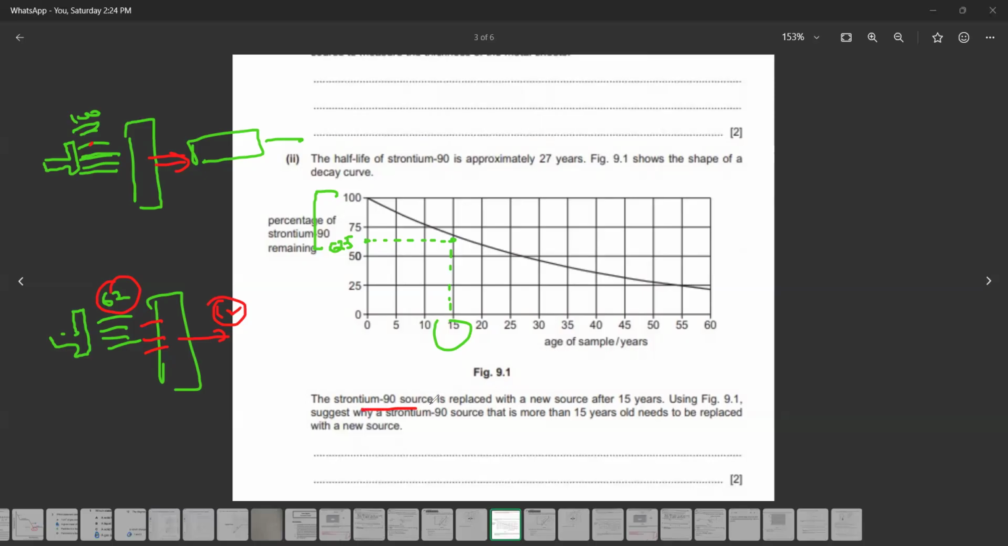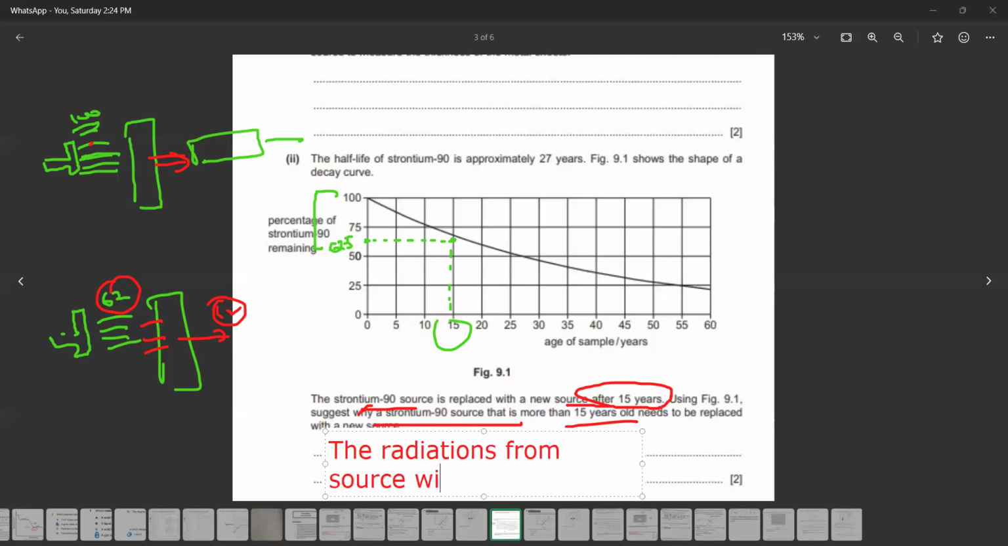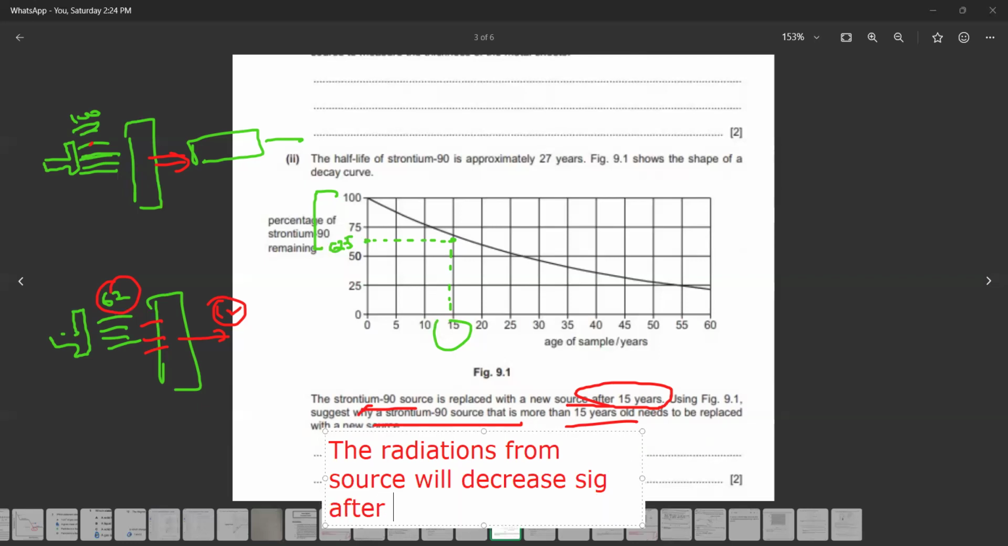So the strontium-90 source is there, with a new source after 15 years. Using the figure, suggest why strontium that is more than 15 years old needs to be replaced. So why do we have to replace this? The proportion of the radiation from the source will decrease significantly after 15 years.